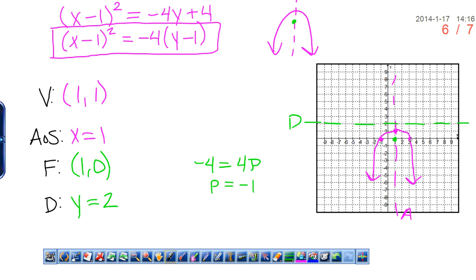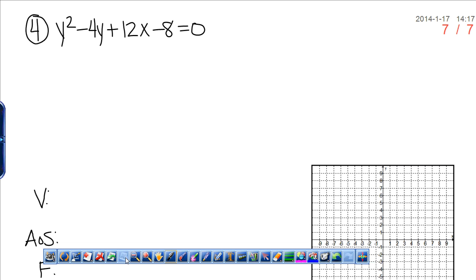Could I plug 3 in here, 3, 0, and see if it works? To see if I plotted a correct point? Yeah. If you're not sure about that focal width thing, try it. Plug a point or 2 in and make sure you did it correctly. I would just say, okay, if I plug in 3 for x and 0 for y, am I going to get equivalent statements on either side? Okay. All right. Y squared minus 4y plus 12x minus 8.